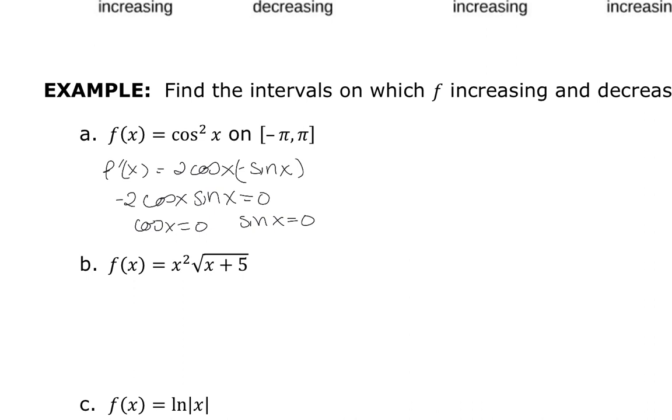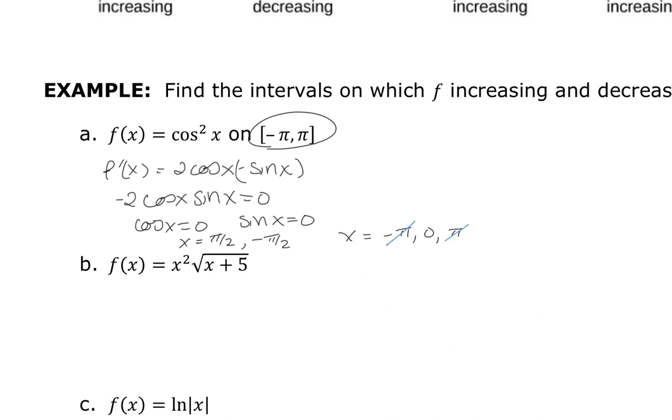Well, in the interval between negative pi and pi, the locations in which cosine of x is equal to 0 are when x is equal to pi over 2 and when x is equal to negative pi over 2. The locations in which sine is equal to 0 from negative pi to pi are when x is equal to negative pi, 0, and pi. Now, I'm not going to worry about the endpoints.